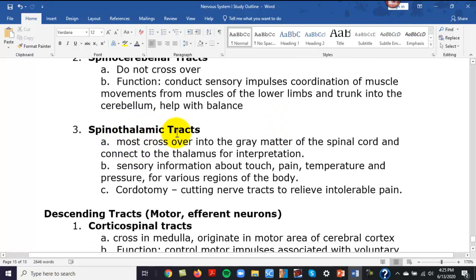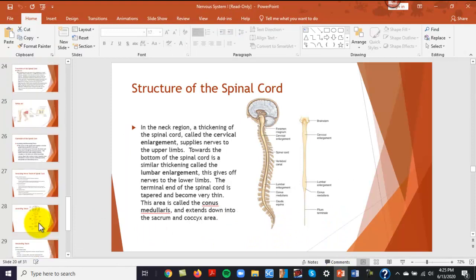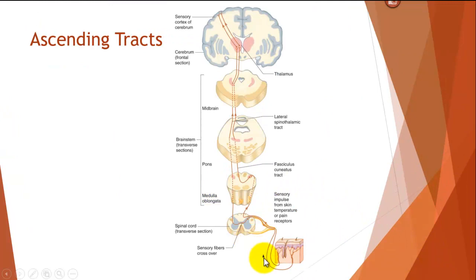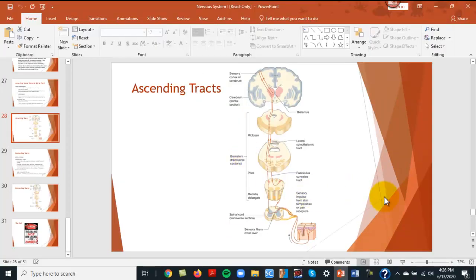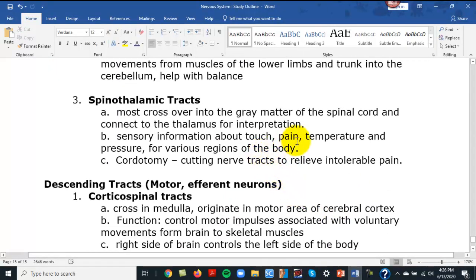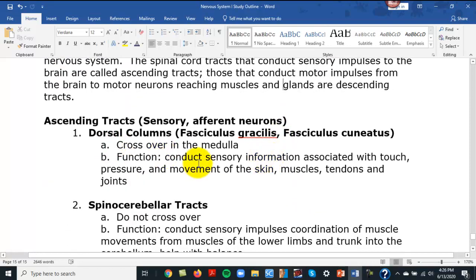These are the main tracts. They're called the major sensory pathways. So the example that I showed you in your outline, this guy here, that's a spinothalamic tract. It goes up the spinal cord, through the thalamus, into the cerebrum. This is the cerebral cortex up here. So those carry information associated with all the major senses. So touch, pain, temperature, and pressure for various regions of the body. They used to go in there and cut those for people who had severe pain so you wouldn't feel anything. So you need to know these are all ascending tracts.